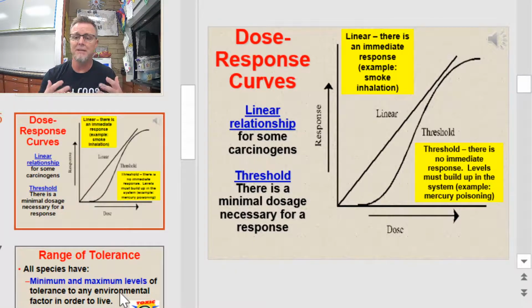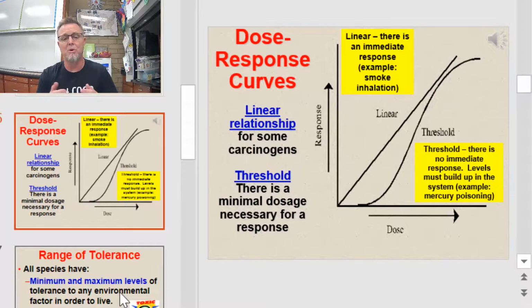In a linear dose response curve, there's an immediate response, like from the example I gave you before with smoke inhalation, where you're going to start coughing and things like that. The more exposure you get, maybe the more coughing you do. So that creates a linear graph if you were to chart it that way.